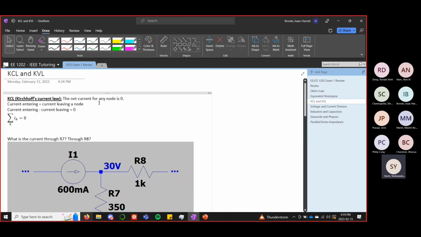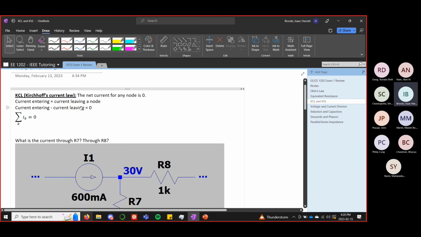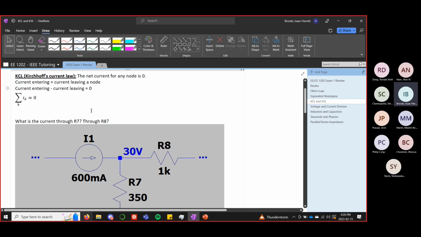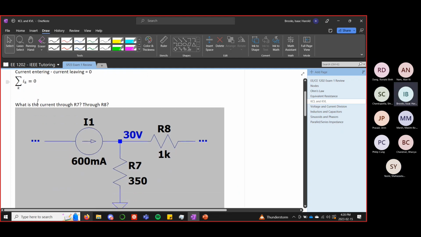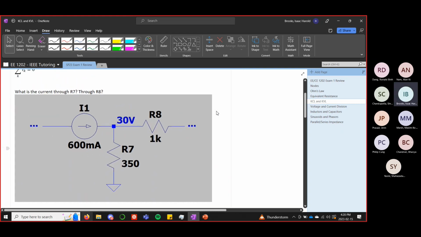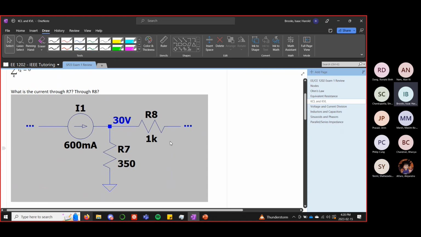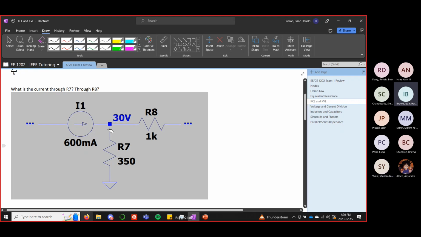KCL and KVL. So these are very helpful for circuit analysis. KCL: the net current for any node is zero, which means the current entering has to be equal to the current leaving, or the current entering minus the current leaving is equal to zero. They're all saying the same thing. The sum of all the polarized currents is zero. Okay, so let's do this quick question. What is the current through R7 and what's the current through R8? So basically, this is just a simplified schematic. There's some other part of the network over here, some other part of the network over here. We know that we have this node.